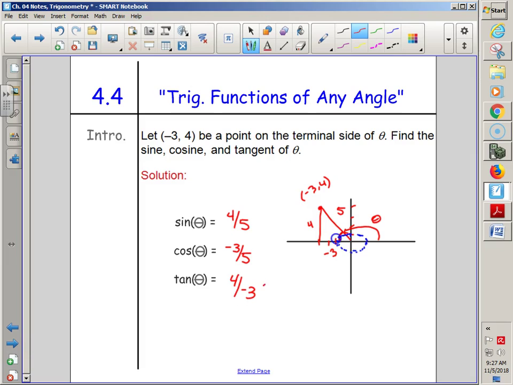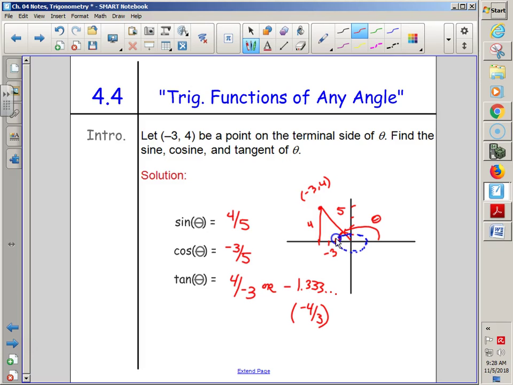4 over negative 3, but guess what? If you were to plug this in your calculator, it would just say negative 1.3333, which looks like negative 4/3. Sorry, not 0.75. I apologize. 1.3333. So even though you could write it like this with a negative down in the denominator, if you were to do it in your calculator, it says a positive divided by a negative is a negative. It's going to look the exact same as that one.